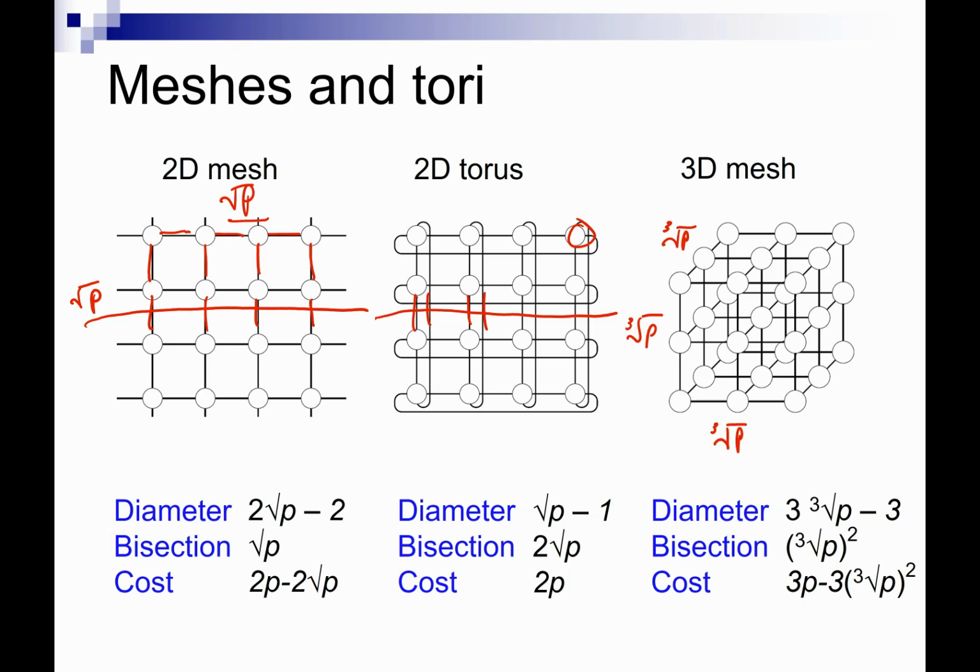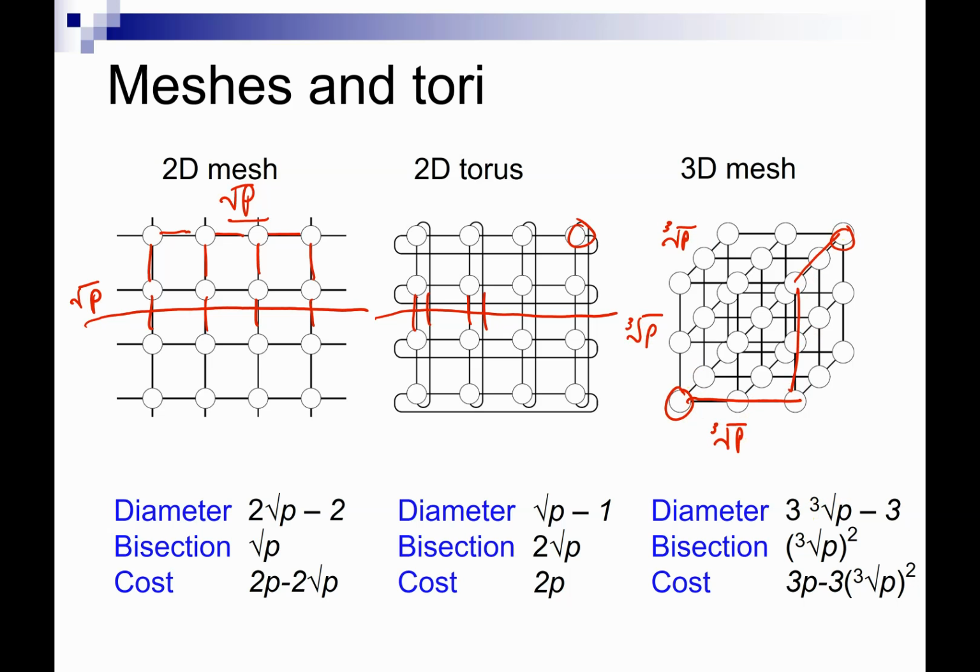And now the farthest pair of nodes are again the nodes at the corners. But now the distance you need to travel is you need to go all the way across, all the way up, and all the way through this network. So that's basically something like 3 times the cube root of p.